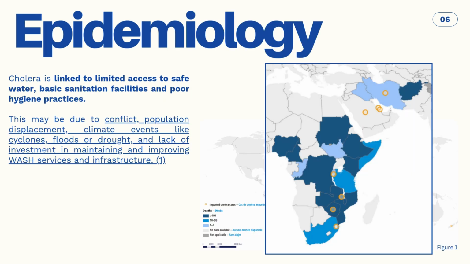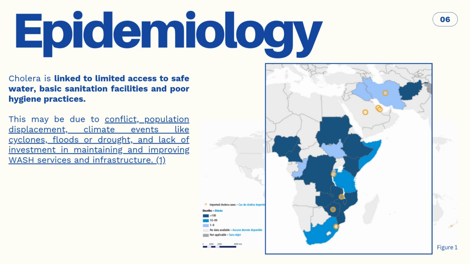Contributing factors for this disease include conflict, displacement of population, climate-related events, as well as insufficient investment in maintaining and upgrading WASH infrastructure and services. The number of cholera cases reported to WHO has continued to rise in recent years. In 2023, more than 500,000 cases and more than 4,000 deaths were reported to WHO from 45 countries. Thus, these numbers are probably even higher. Stigma, trade impact, or poor surveillance keep cases hidden.